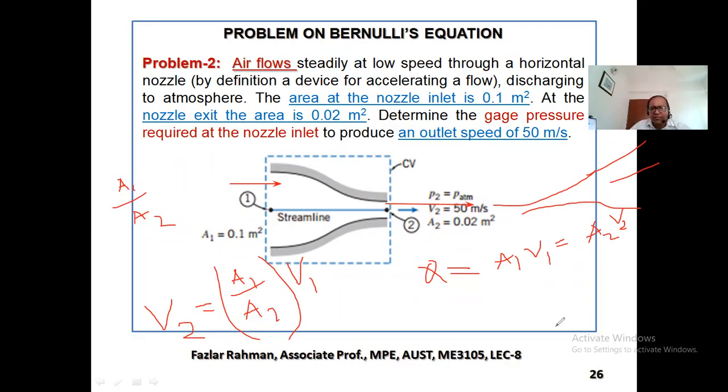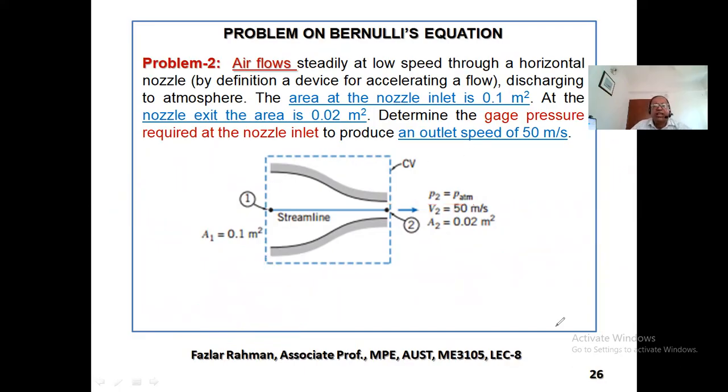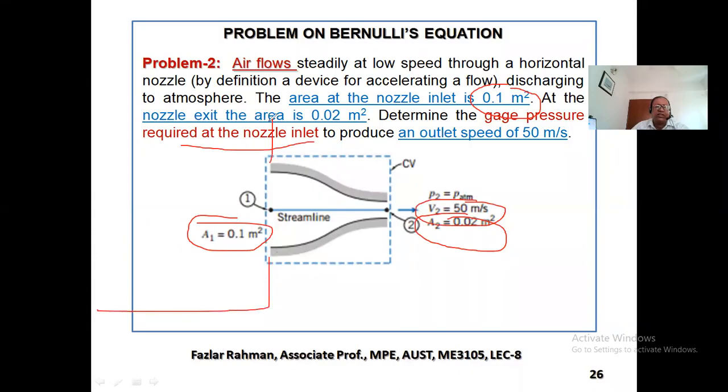So they are saying that the area of the nozzle at the inlet is 0.1 meters square, already given, at the exit 0.02. Determine the gas pressure required at the nozzle inlet to produce an outlet speed of 50 meters per second. So how much will be the pressure if this nozzle is attached to a tank? What pressure needs to be maintained to have the velocity 50 meters per second?